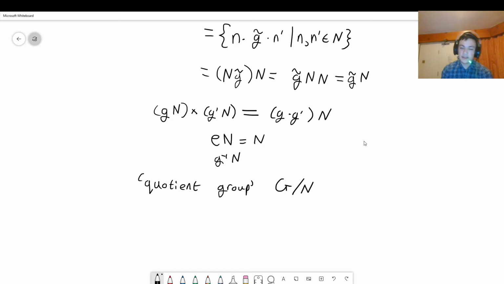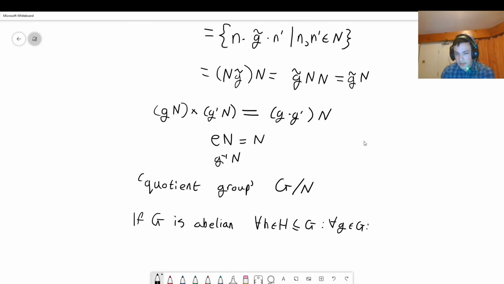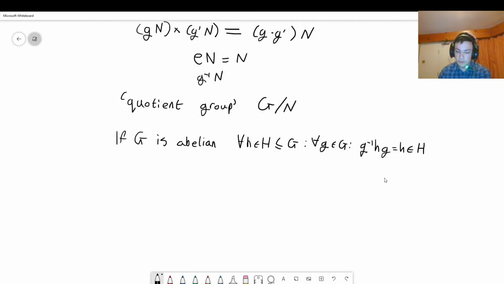G divided by N. So what we've done is we've effectively divided out N from our group. Some things to note: if G is abelian, then for all h in some subset H of G, and for all g in G, we have that g inverse h g is just h, which belongs to H. So any subgroup is normal, so we can divide out any subset we want.